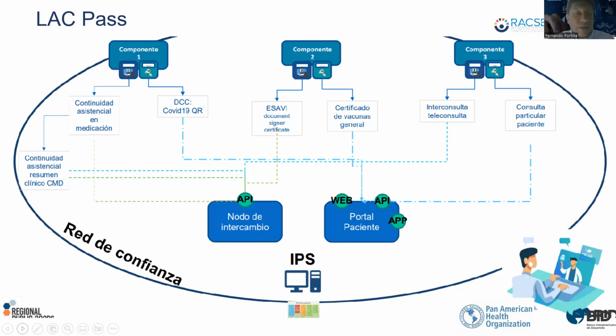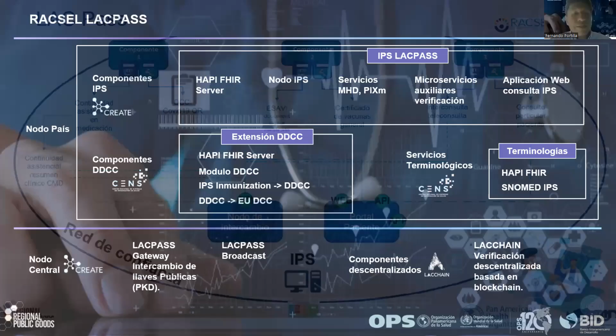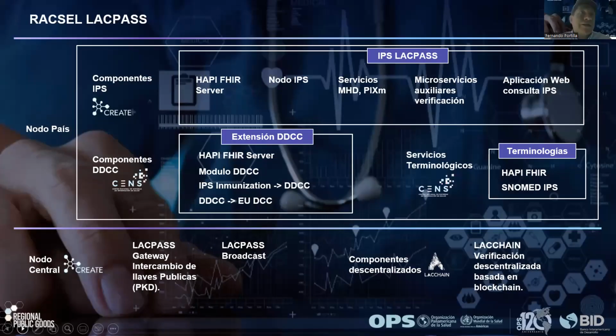So these are the coming challenges that with the SENS PAHO team and with the ITP and the regional public good, we want to work on so that we can implement country nodes that have these components for validation and consolidation of the information in the DDCC and the EU DCC.